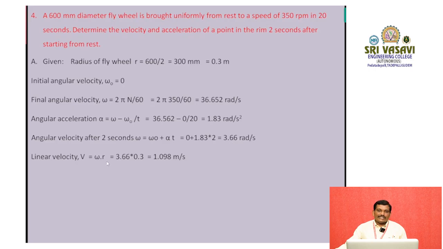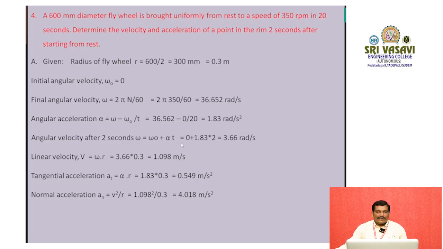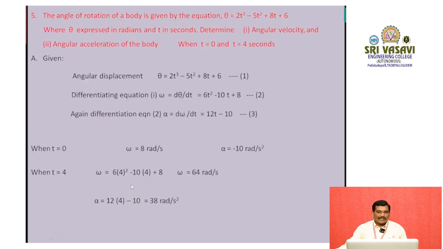Coming to linear velocity, v is equal to r omega. Here radius is 0.3 meters and omega is 3.66, so 1.098 meters per second. Next, tangential acceleration, at is equal to r alpha. Here r is the radius of the flywheel, 0.3, and alpha 1.83, giving 0.549 meters per second square, that is the tangential acceleration. And radial or normal acceleration is equal to v square by r. V is 1.098, squared, by the radius 0.3, gives 4.018 meters per second square. Total acceleration: a square is equal to an square plus at square, giving a as 4.055 meters per second square from the normal acceleration square plus tangential acceleration square.